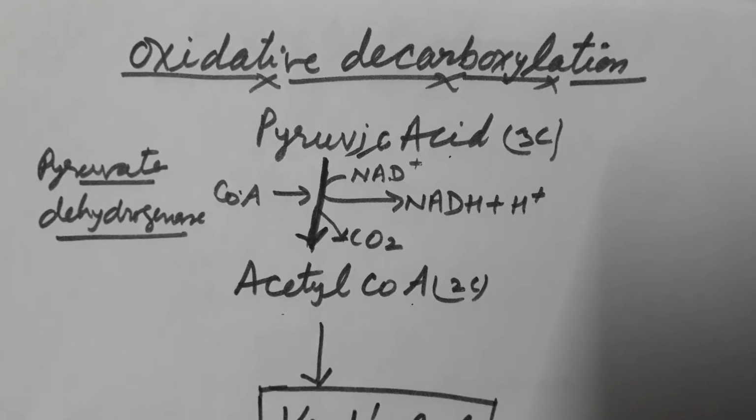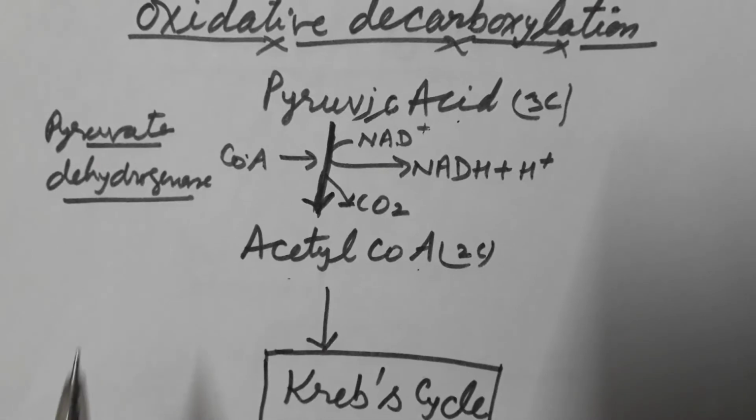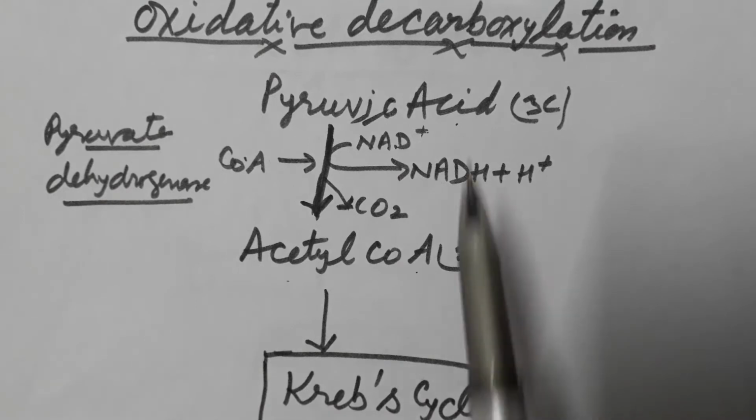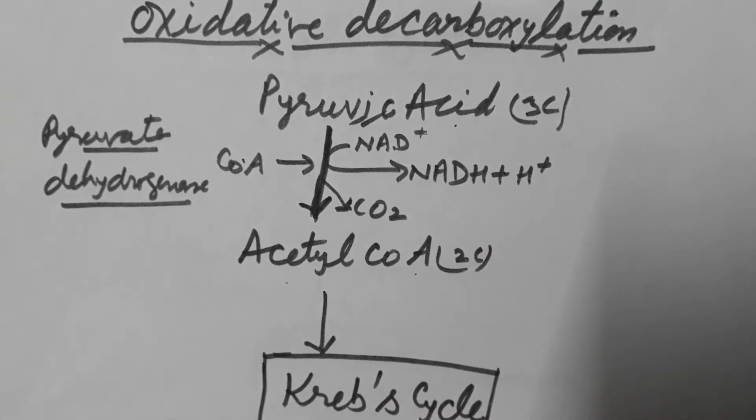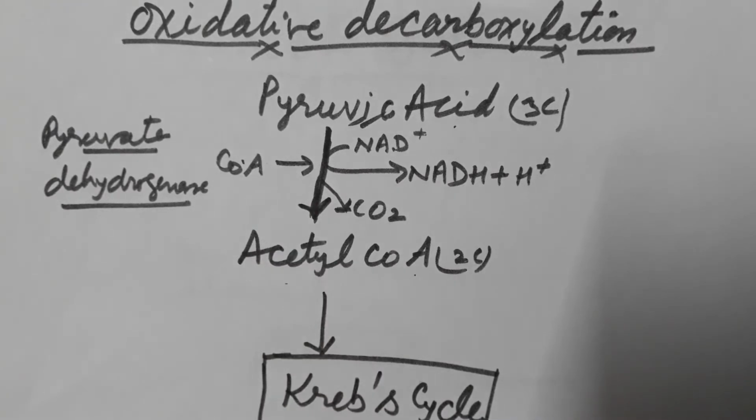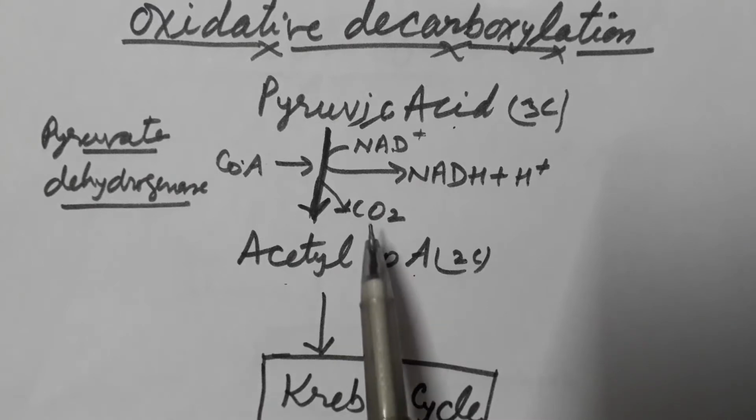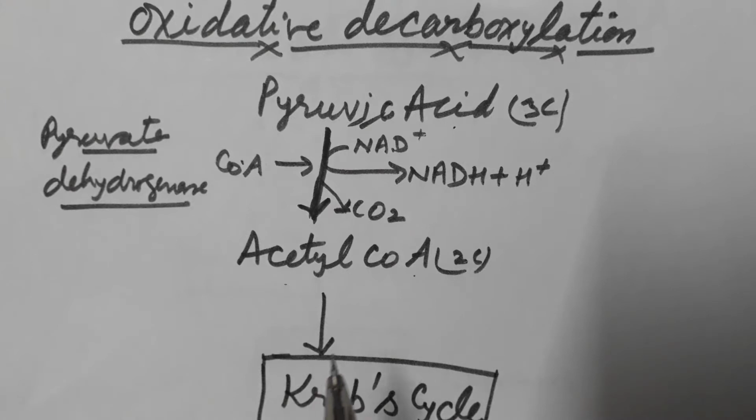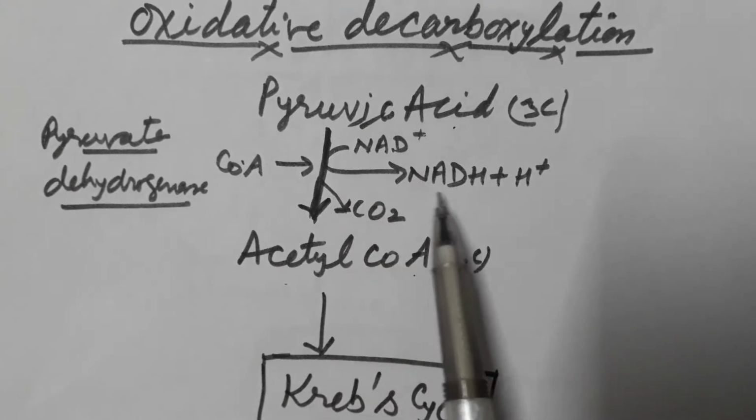After it, pyruvic acid enters the mitochondrial matrix and undergoes oxidative decarboxylation. Oxidative decarboxylation is the second step of aerobic respiration. This step is catalyzed by the enzyme pyruvate dehydrogenase, and in this step pyruvic acid is converted into acetyl coenzyme A. One molecule of coenzyme A is used up in this process. As pyruvic acid is a 3 carbon compound and acetyl coenzyme A is a 2 carbon compound, one molecule of CO2 is released in this process, and also one molecule of NAD is reduced to NADH2.